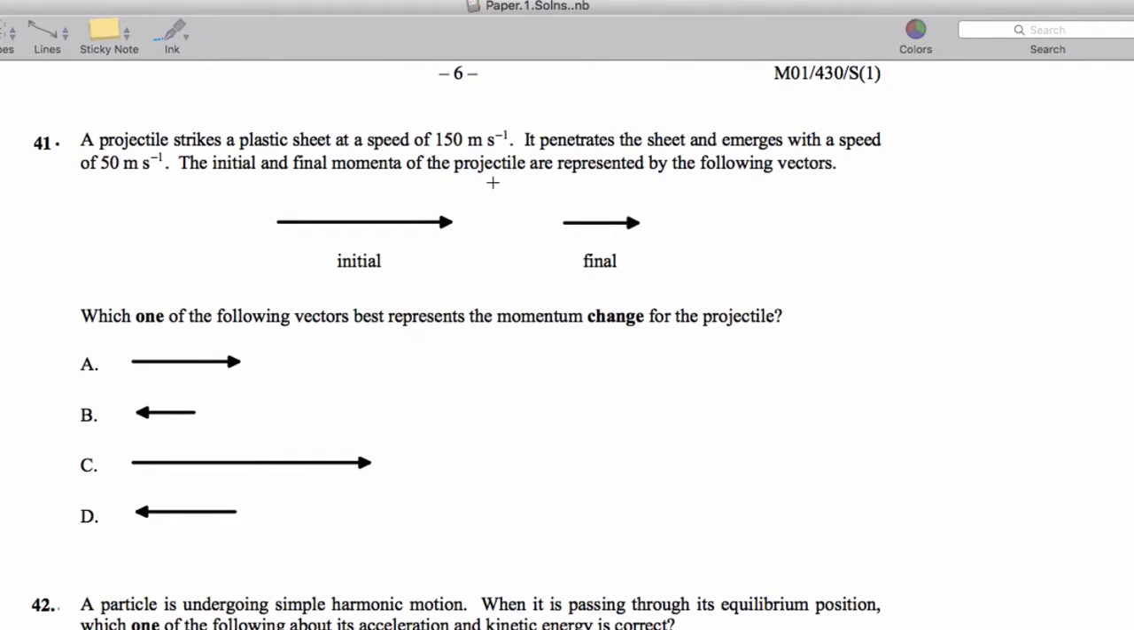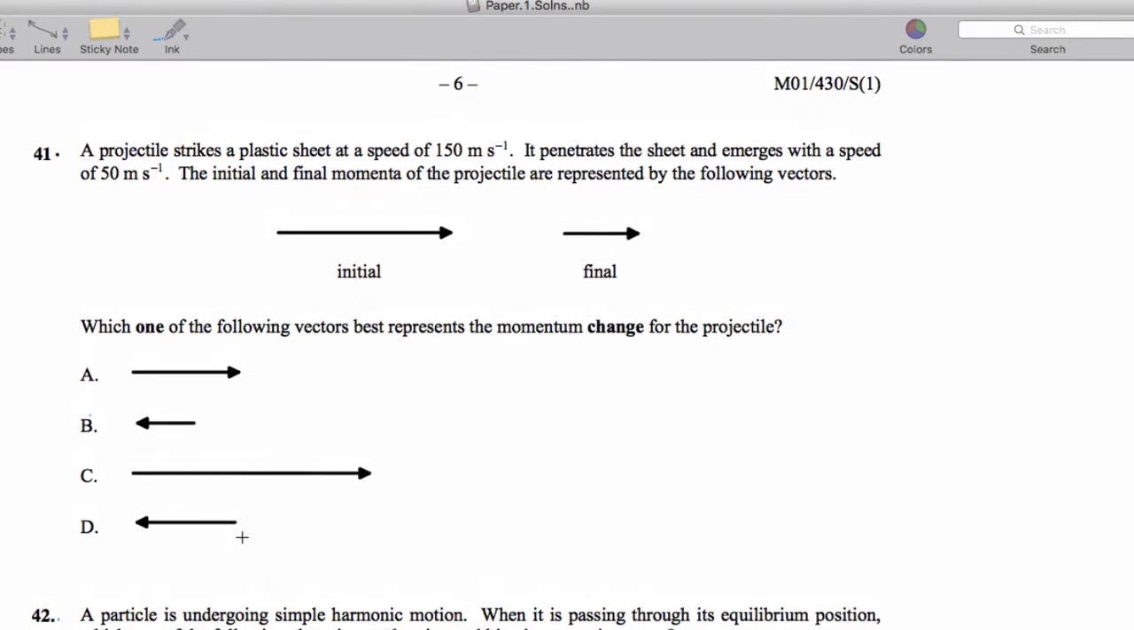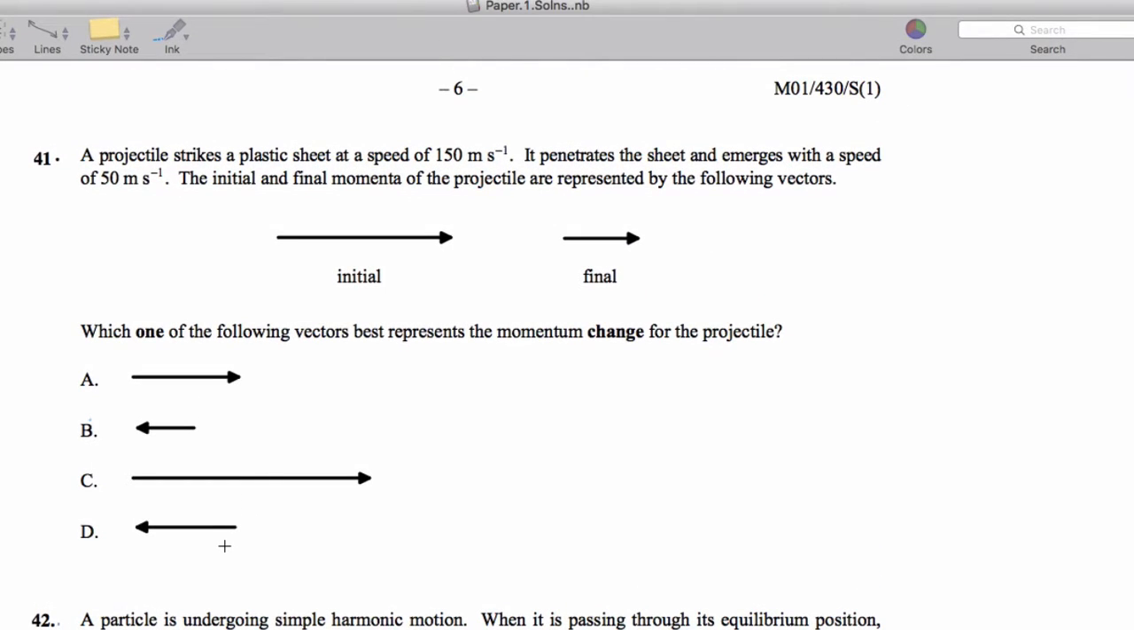A projectile strikes a plastic sheet and the speed goes from 150 meters per second to 50. We want to know which represents the best momentum change for the projectile. The change clearly is a negative change, so we're really stuck between choices B and D. When I look at the size of this change, it's not a small change like B would reflect. It's really quite a drastic change, which is why I would choose D.